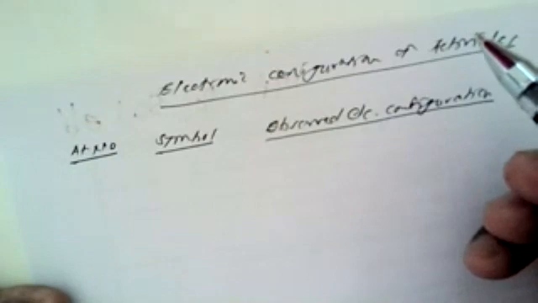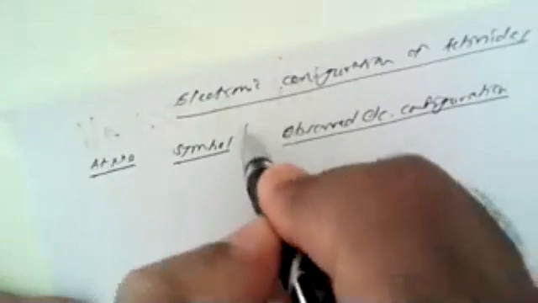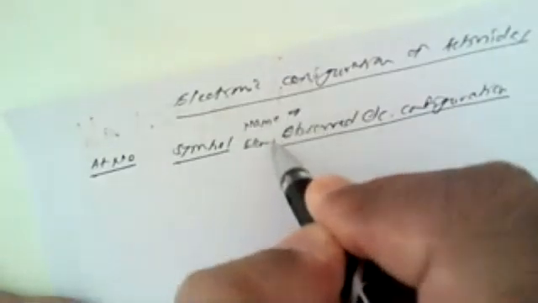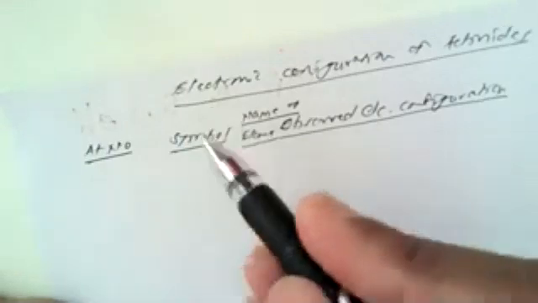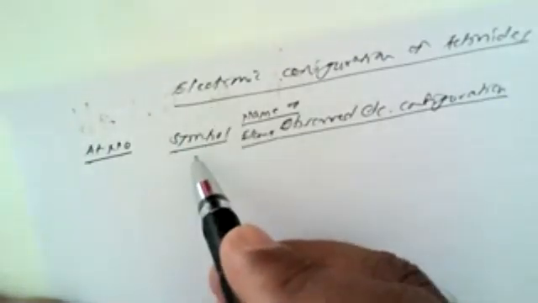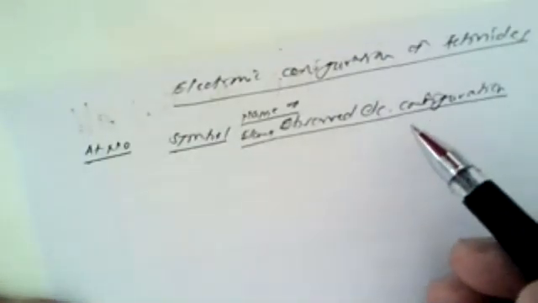So first column is of atomic number, second column is of the symbol, one more column that we have to add here, the name of element, because you should be familiar with the names of the element, and then the observed electronic configuration. So you have to prepare these four columns. First column is atomic number, second column is symbol, third column is name of element, and fourth column is observed electronic configuration.